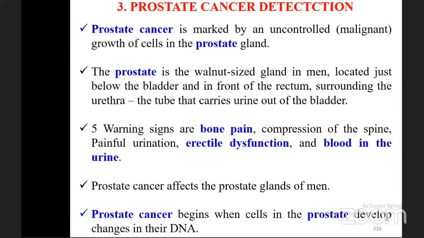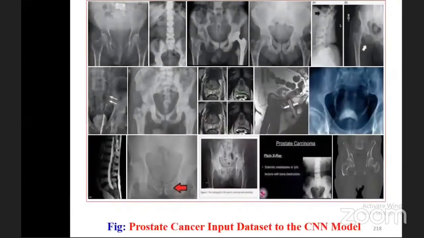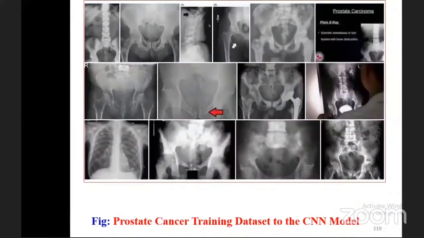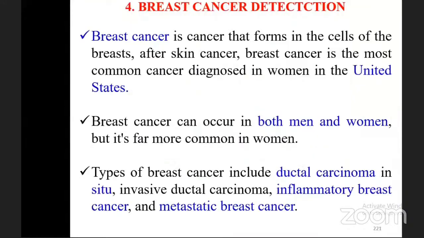Then prostate cancer, I have executed one more database application. These are the symptoms of prostate cancer. I have collected various X-ray images from Kaggle, UCI, Google database, Microsoft database. This is the training data set, and this is a testing data set. I have tested with an external image. It gives the prostate cancer versus normal image.